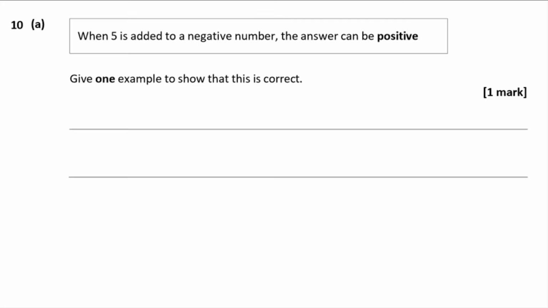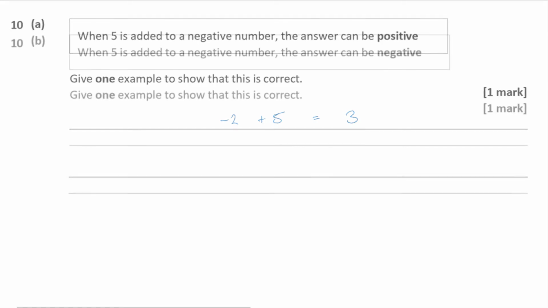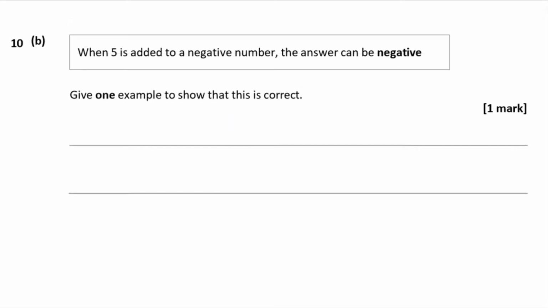Question 10a, when 5 is added to a negative number, the answer can be positive. Give one example to show that this is correct. Okay, so if I've got a negative number, like, I don't know, -2. If I do -2 and I add 5, then that takes me up to positive 3 then, isn't it? So that's one example of that being correct. So -2 is negative. I add 5 and I get positive 3.